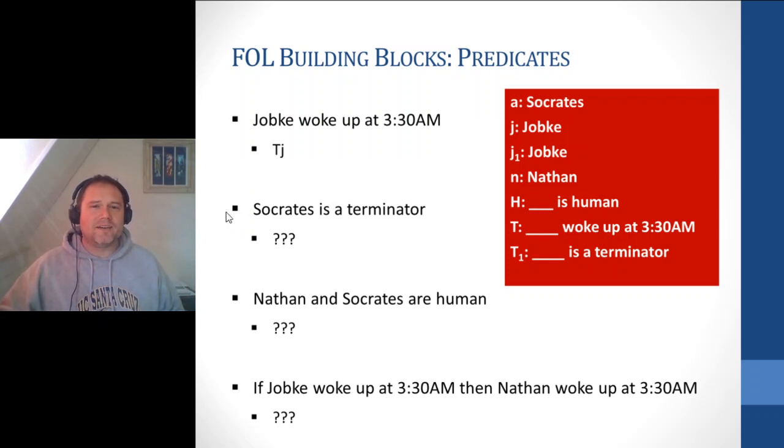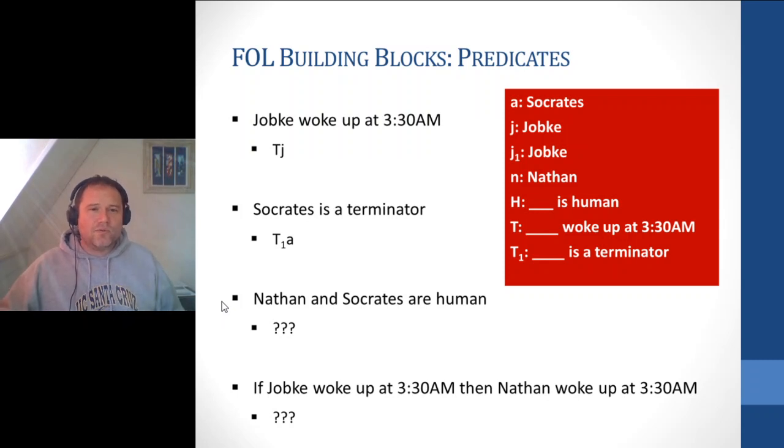Socrates is a Terminator. Dun, dun, dun, dun, dun, right? So what would we do here? Well, again, looking at our symbolization key, we know the predicate for Terminator. We know the name for Socrates. So it's going to be T1 with lowercase a. Again, a picking out Socrates, and T1 giving the predicate is a Terminator. Good. How about our third one?